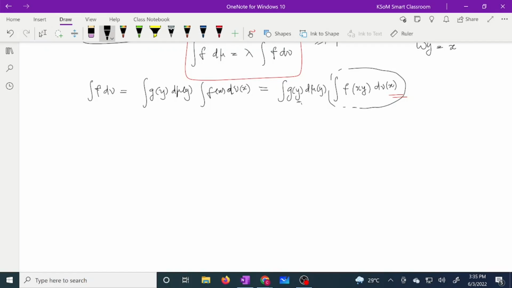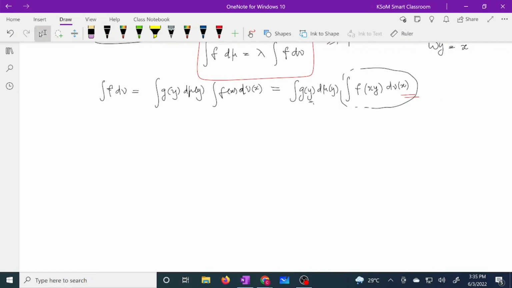If this happens, then again I can take this g of y inside, again using Fubini's theorem. I can take this to be equal to the integral d mu of y, integral f of xy g of y d nu of x. And then what will happen? Here I need to have just y over here.